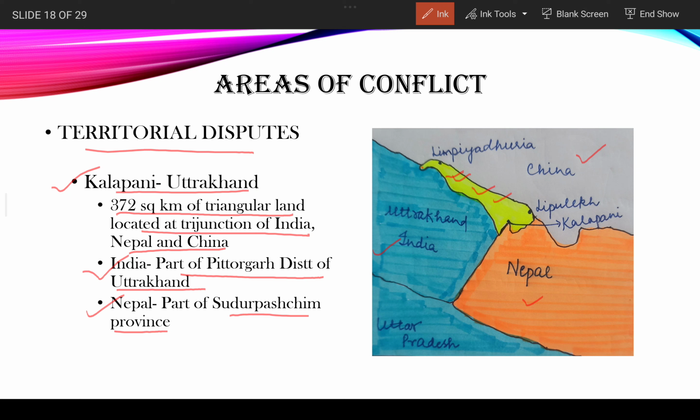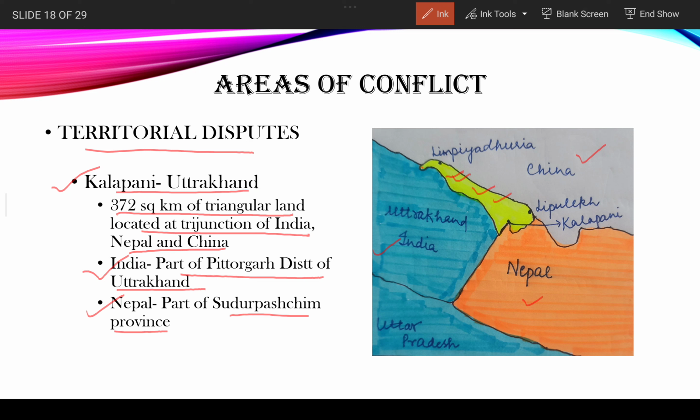Okay, so let's look at it. See, these three points are important. This point, Limpiyadhura, this point, Lipu Lake, and this entire region is the Kalapani region, and here there is a village of Kalapani as well. Okay, so these are three important points which should be remembered from the perspective of prelims as well.